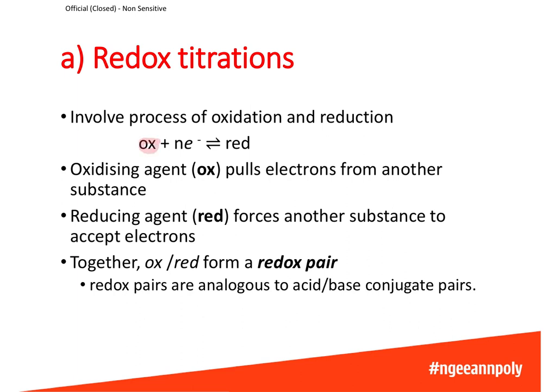An oxidizing agent would react with a certain number of electrons to form a reducing agent. So we see that the oxidizing agent pulls electrons from another substance, and the reducing agent will force another substance to accept the electrons. Together, the oxidizing agent and the reducing agent are known as a redox pair. Redox pairs in redox reactions are kind of similar to how we have acid-base conjugate pairs in acid-base reactions.